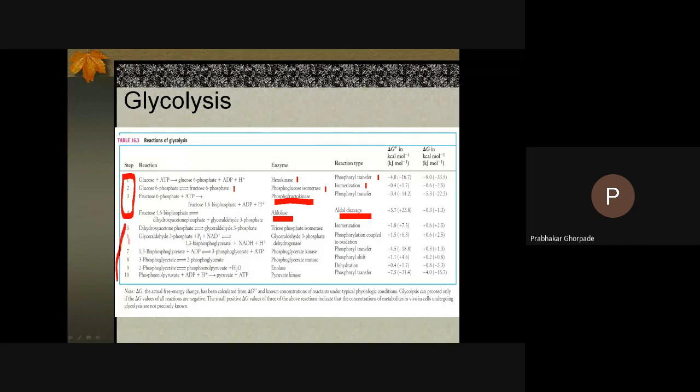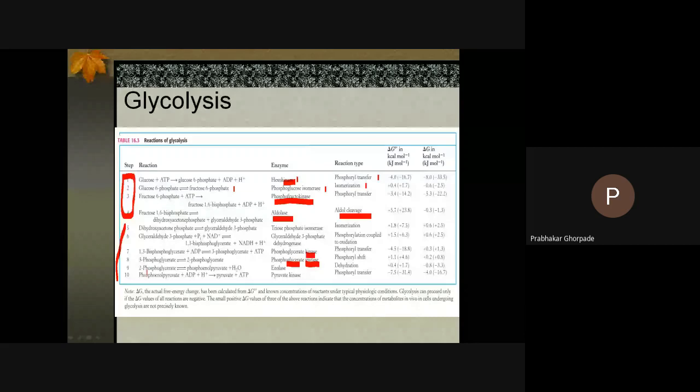Okay, next DHAP gets converted into glyceraldehyde 3-phosphate with the help of triose phosphate isomerase, that is an isomerization reaction. Then glyceraldehyde 3-phosphate in the presence of inorganic phosphate and NAD plus gets converted into 1,3-bisphosphoglycerate plus NADH, a reaction catalyzed by glyceraldehyde 3-phosphate dehydrogenase, and this is a phosphoryl coupled oxidation. Next, 1,3-bisphosphoglycerate got converted into 3-phosphoglycerate by phosphoglycerate kinase. So you can see kinase, whenever we say kinase, it means phosphoryl shift. You can see the first kinase reaction, second kinase, it means phosphoryl shift there.